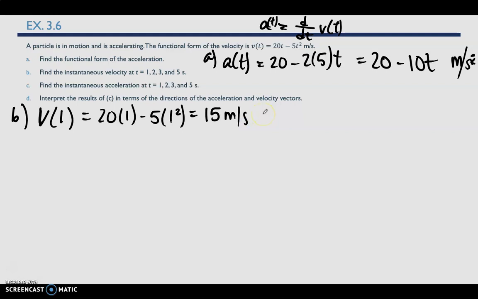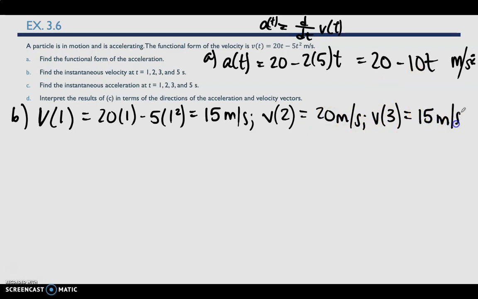So you can go ahead and do this on your own, figuring them out each down the line. It's pretty repetitive, plugging those in. So I'm just going to write them down. V of 2 seconds is 20 meters per second. V of 3 seconds is 15 meters per second. And velocity at 5 seconds is negative 25 meters per second. Okay. So you can go ahead and check those on your own.